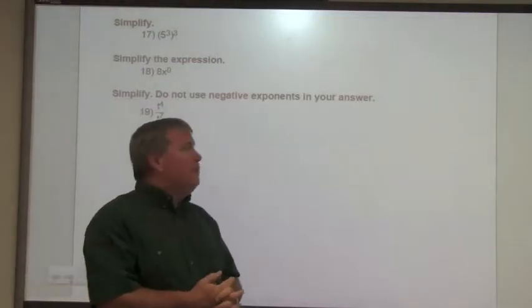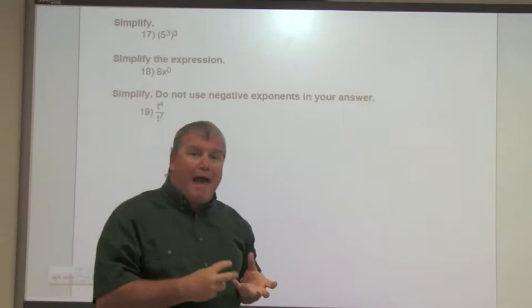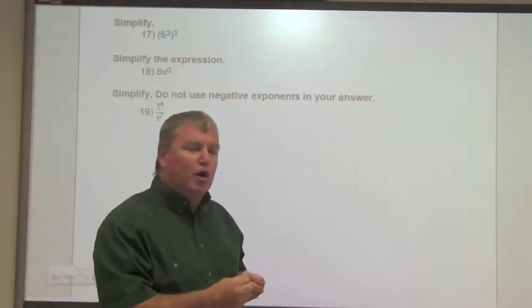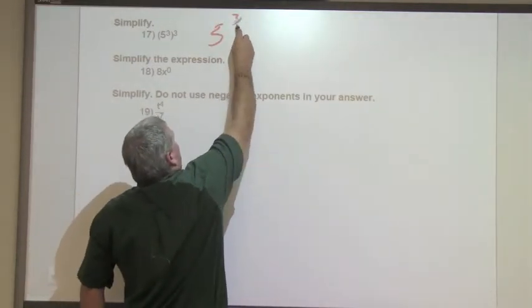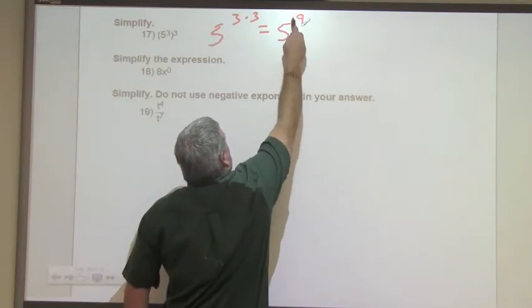On number 17, we got 5 to the third power to the third power. Now when you've got a power to a power, when you're raising a power to a power, you multiply. So here I've got 5 to the third times 3, which gives me 5 to the 9th.